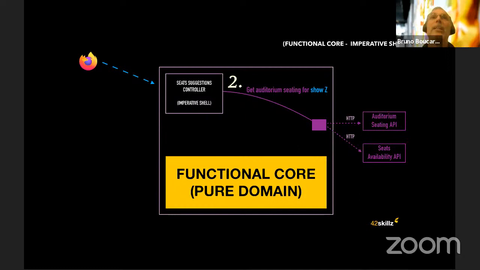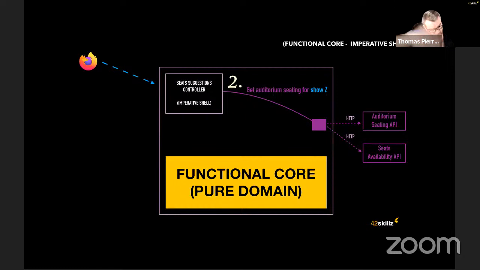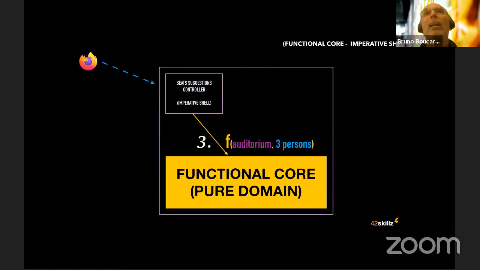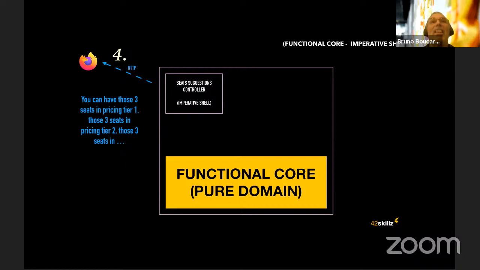So you get all the data first and then you call the core. Absolutely. Once your imperative shell has everything to call the make suggestion pure function, it will call it with as parameters, three persons for instance, and the up-to-date auditorium seating corresponding to the show. Then the make suggestion pure function of the functional core will do the job and return the suggestions made to the imperative shell. And then the web controller will adapt this result to an HTTP response and send it to the client.